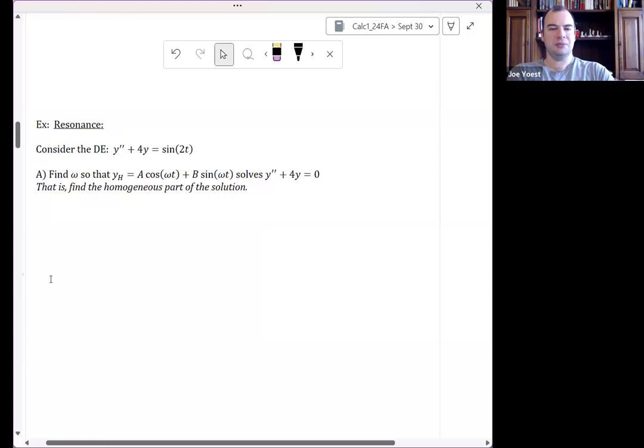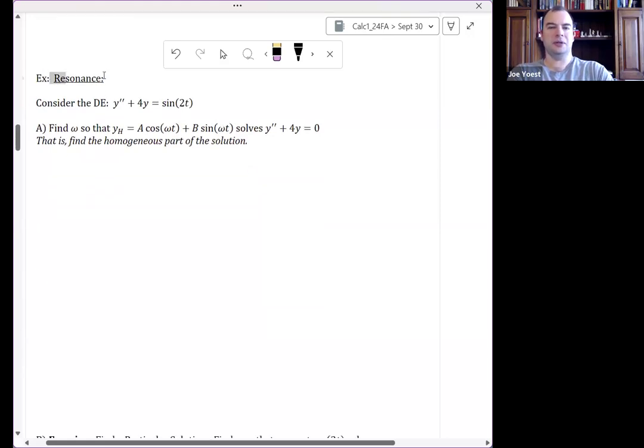So let's look at an example down here dealing with resonance. Here we have something that we might think of as a mass spring system, like a harmonic oscillator. y double prime plus 4y. We have an inertial term, like an F equals ma term. That's the y double prime here. And then we have a Hooke's law kind of term, a restorative force here.